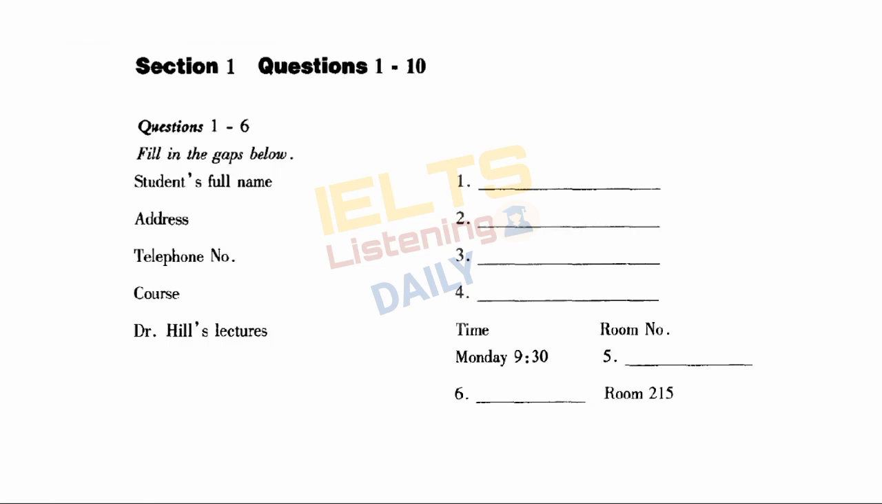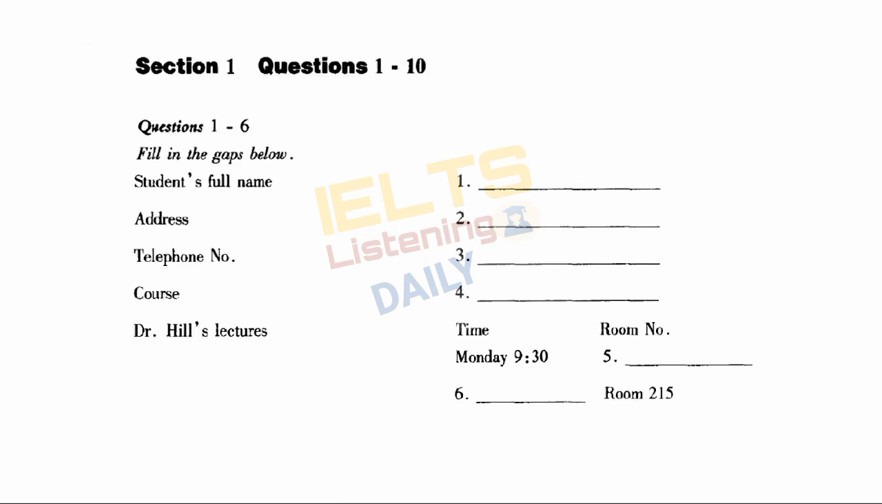First year social science course. Social science course. Now I have the timetable. Yes, here it is. You'll have Dr. Hill's lectures at 9:30 Monday morning and also Thursday morning at 10:30. How long do they last? An hour. Which room are they in? The Monday morning lectures take place in room 101. The Thursday ones are in room 215. Thank you.